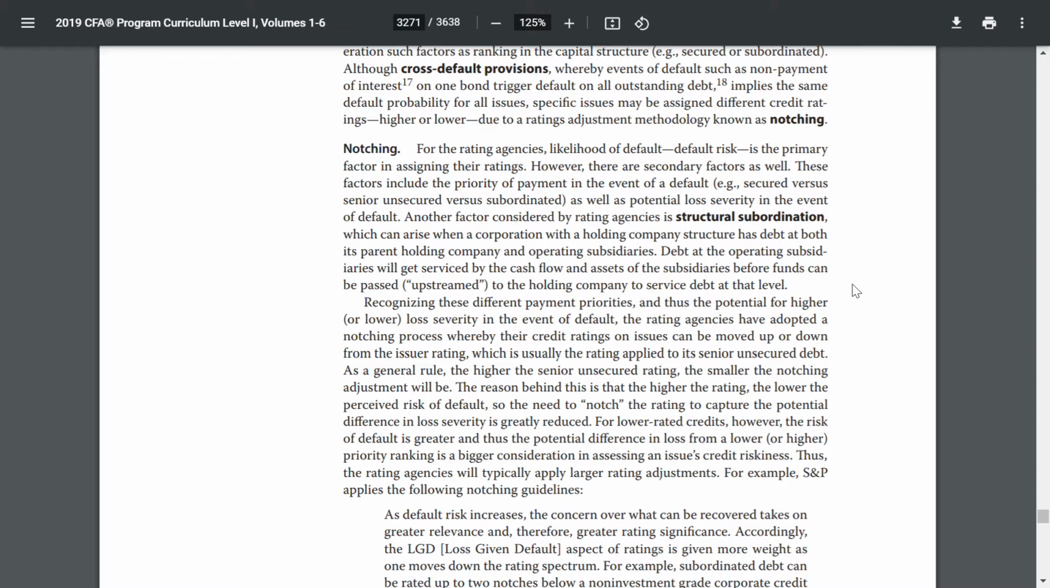Recognition of different payment priorities, and thus the potential for higher or lower loss severity in the event of default, led the rating agencies to adopt a notching process whereby the credit ratings on issues can be moved up or down from the issuer rating, which is usually the rating applied to the senior unsecured debt. At a general level, the higher the senior unsecured rating, the smaller the notching adjustment will be. The reason is that the higher the rating, the lower the perceived risk of default, and so the need to notch the rating will be comparatively less.